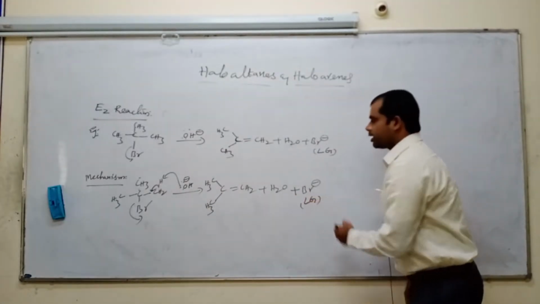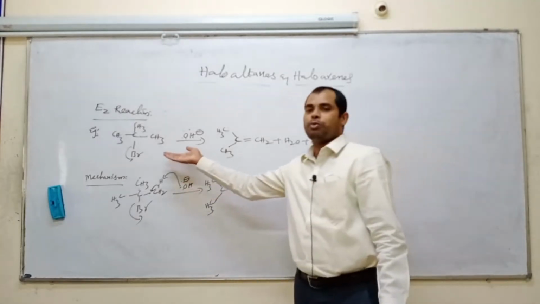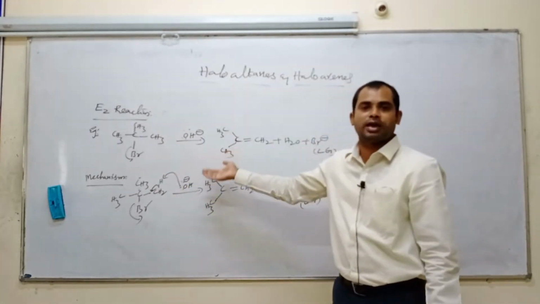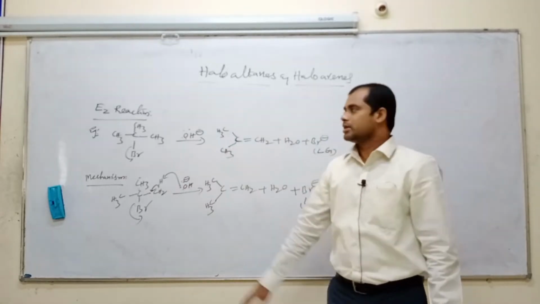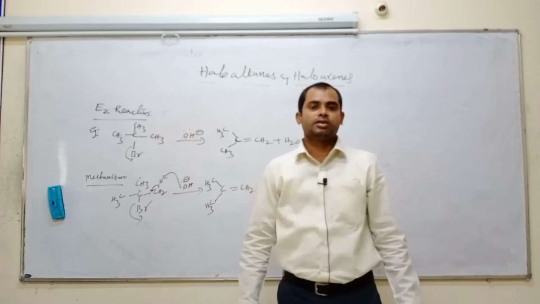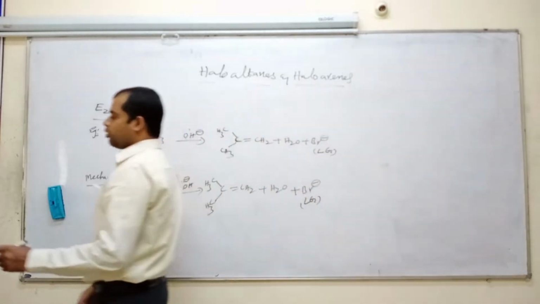That means the rate of reaction depends upon two factors, the concentration of alkyl halide and strong base. So this belongs to what? Second order kinetics, the same as we learned in the SN2 reaction. Right. This is the information about E2.